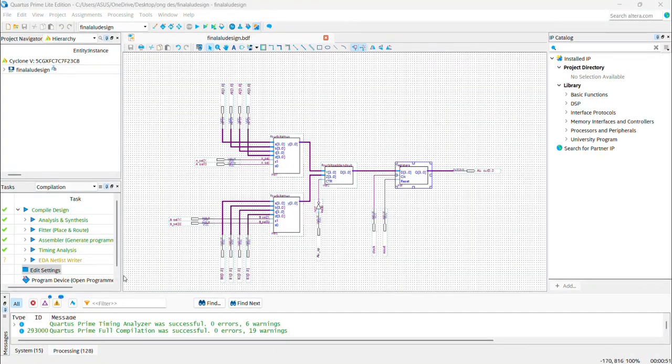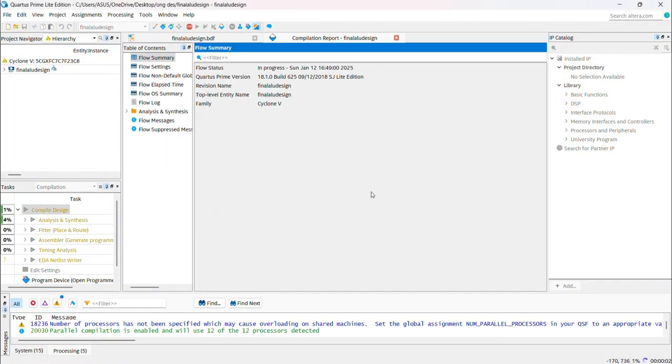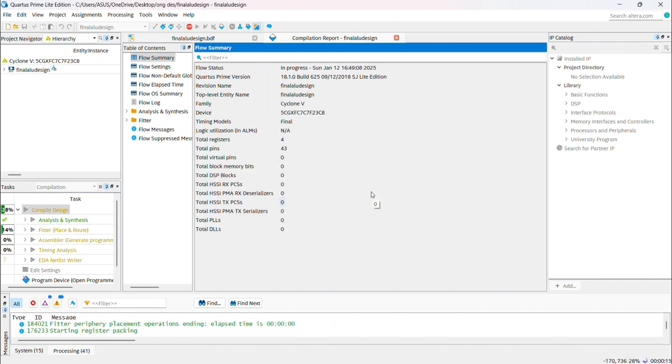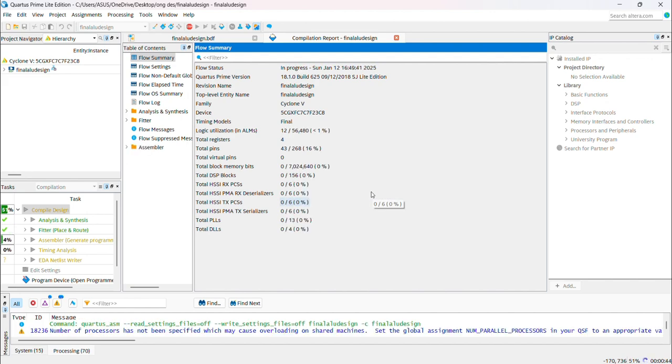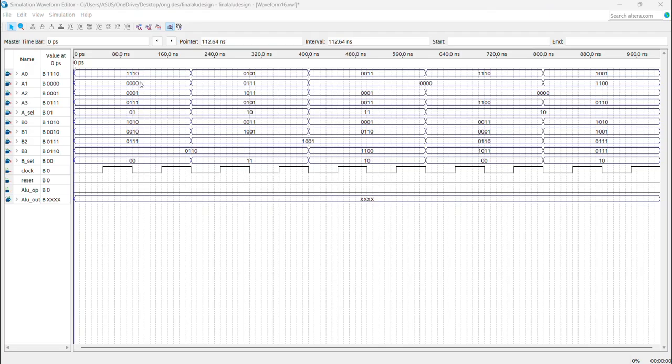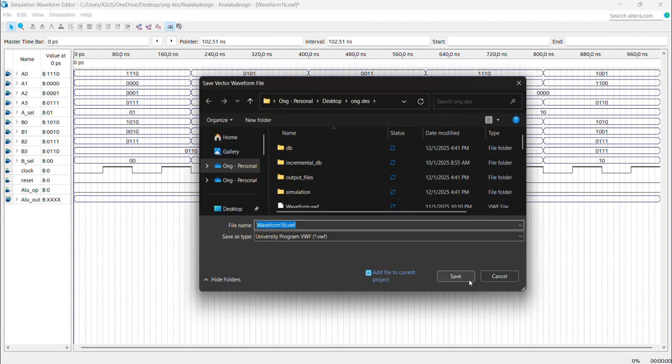We compile the final ALU design to see if it is running correctly. Now we'll run our timing simulation for the final ALU design.